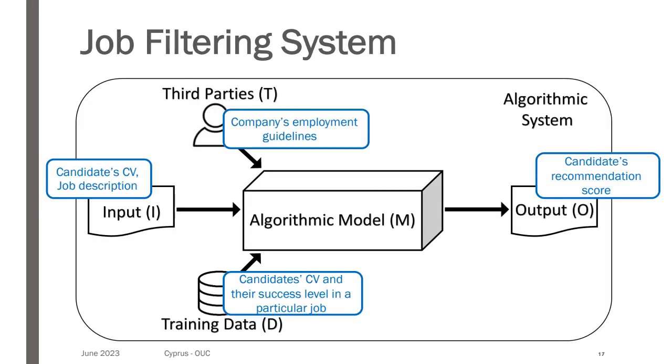We can see, for instance, a job filtering system. Considering the training data, classically, these are CVs of applicants and the level of success, whether they succeeded in the job they fulfilled. So we have the CV and we have the outcome. We can train the system to link between a CV and a successful applicant. We have third parties, the users or the operators that configure the system according to the company's regulations, constraints and policies. And then there are candidates' CVs that are being filtered by the system according to the patterns that were identified in the training data, controlled and configured by the system parameters, and eventually there is a recommendation whether to hire or not a candidate.